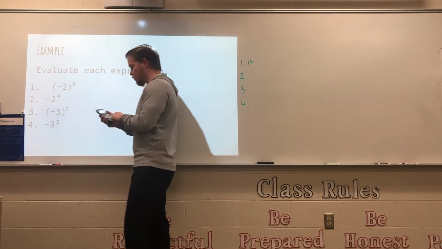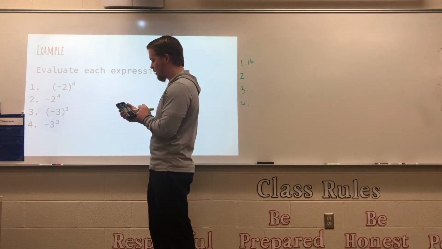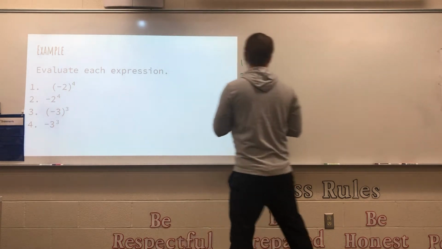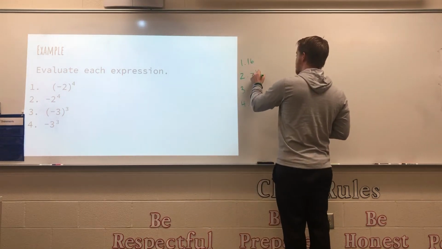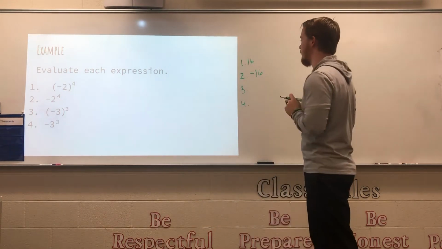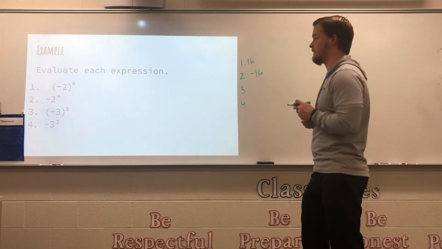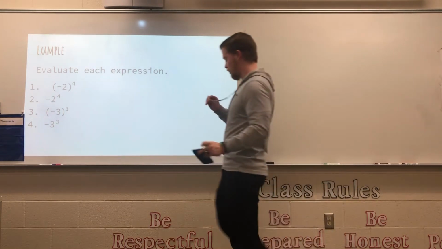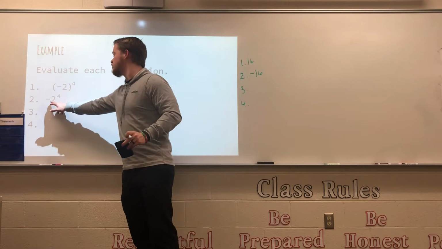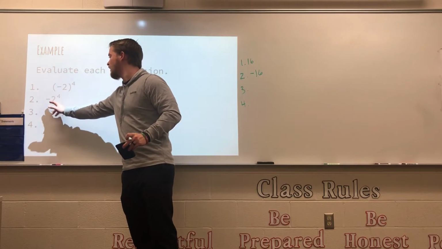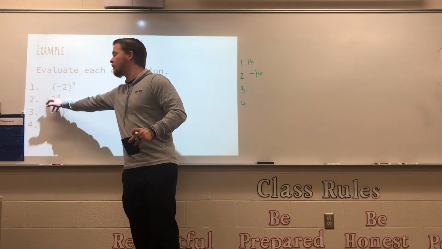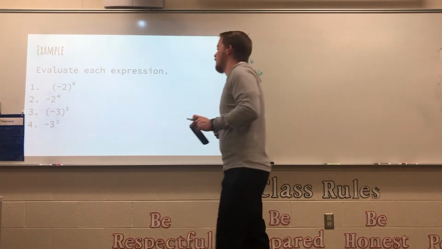So all you do is take 2 to the 4th power, which is 16, but that negative sign stays in front. So your answer would actually be negative 16. So make sure you're careful with ones like that. You have to make sure that if it's not in parentheses, it's the number to the power and then with the negative sign left in front.